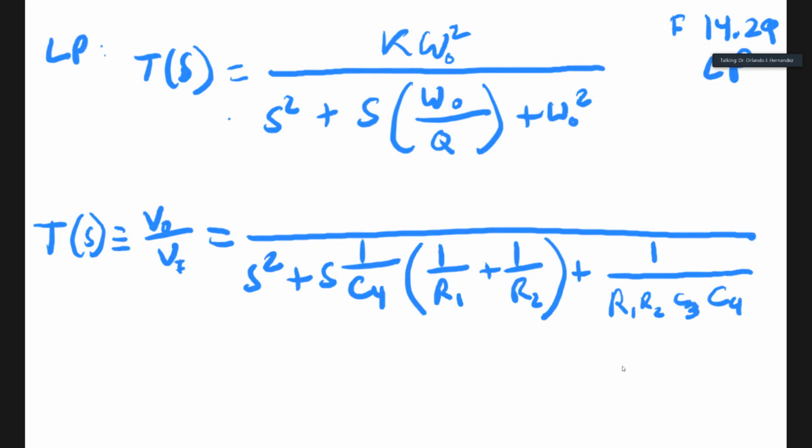And in the numerator, you have R1, so one over the multiplication of all the components. So again, you can look at the methodology is always the same. Look at the coefficients, equate them, and you can get components from the system parameters.